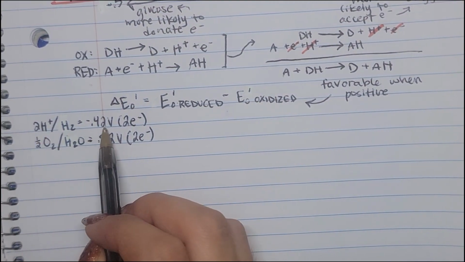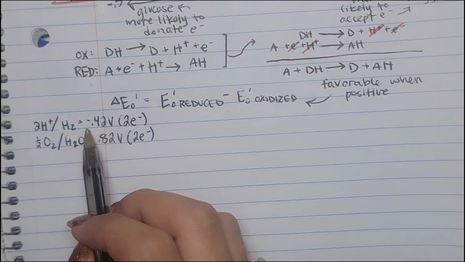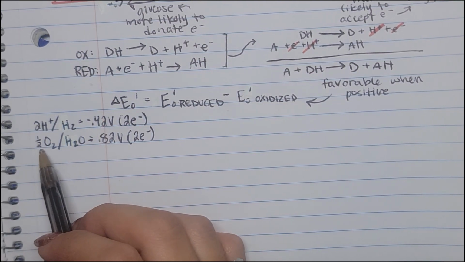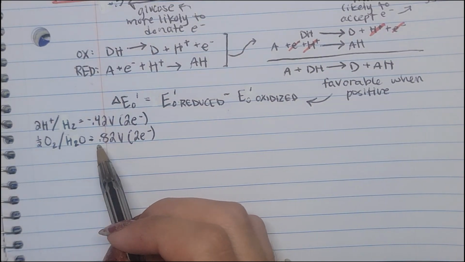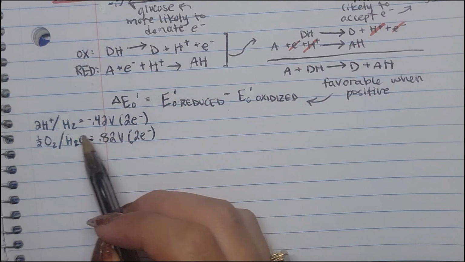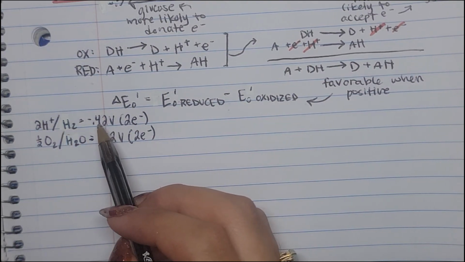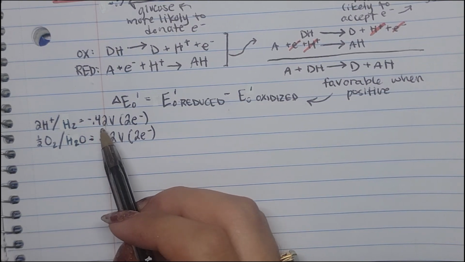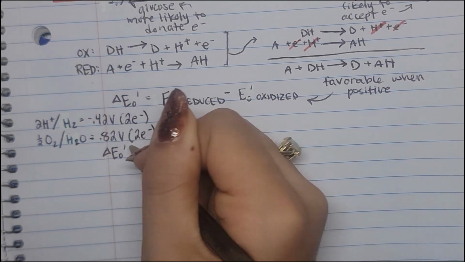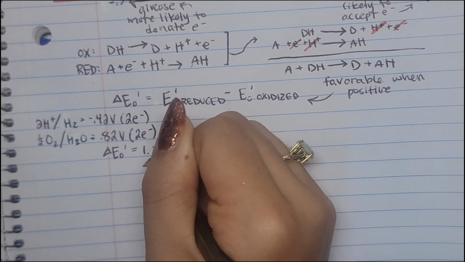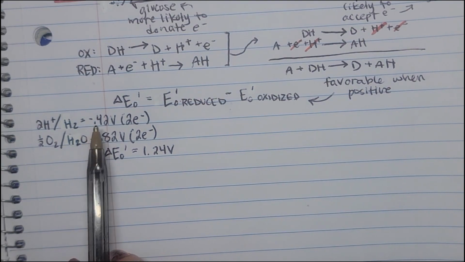If you were to reduce hydrogen, it would cost you energy, like almost half a volt. Whereas if you were to reduce oxygen, it's going to release 0.82 volts. So what you would want to do is reduce oxygen and oxidize hydrogen, because when you oxidize, it's positive 0.42 volts. So the delta E naught here is 1.24 volts, because that's 0.82 plus 0.42.